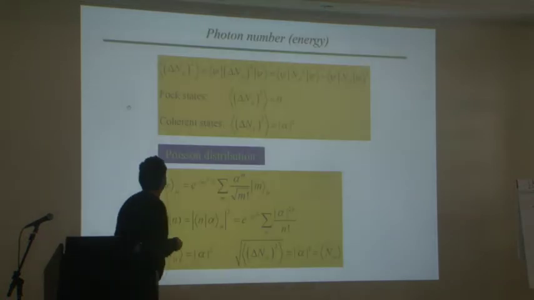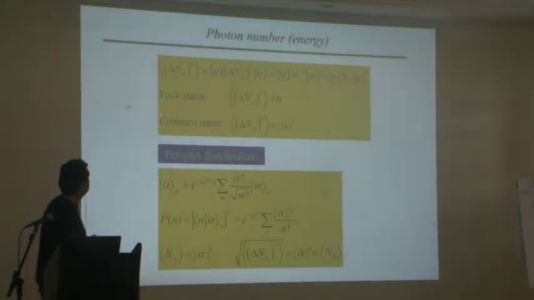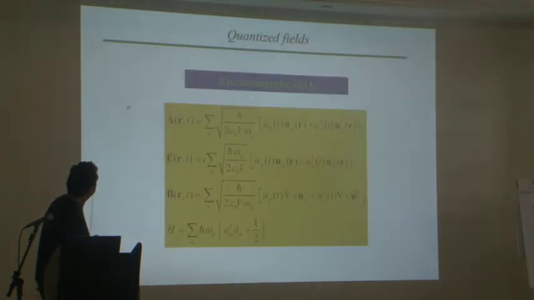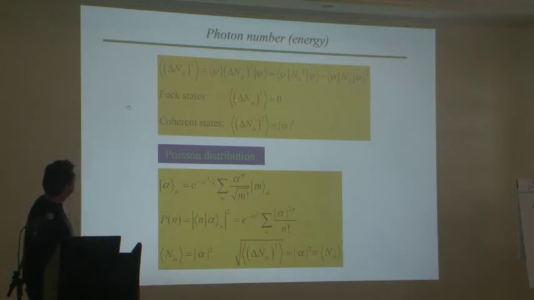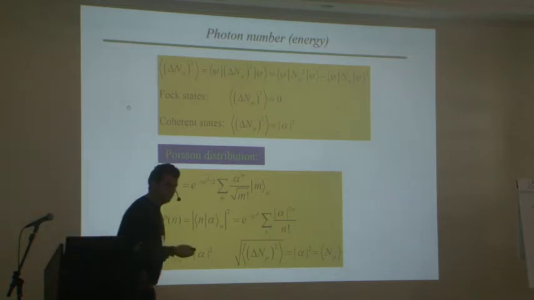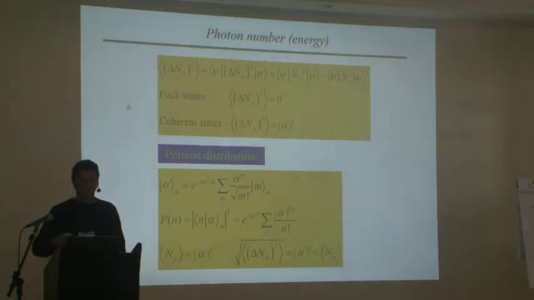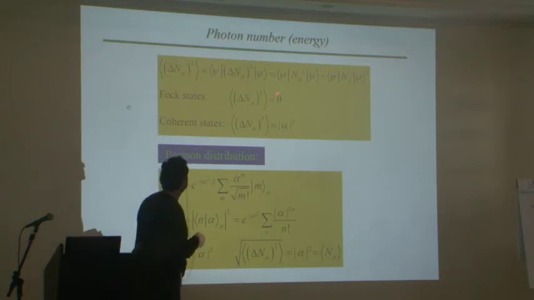Okay, so for example, if we take Fock states, just a minute. No, I haven't defined them. Okay. So if you take Fock states, of course, in a Fock state the number operator, or equivalently the energy of the electromagnetic field, doesn't have fluctuations. So the Fock states are states with well-defined number of photons or well-defined energy of the modes. Okay, so this is very important.